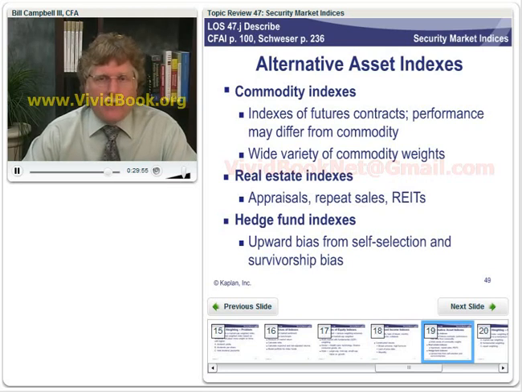And because the futures price doesn't necessarily exactly track the spot price for the commodities, the performance of a commodities index, of a commodities futures index, may differ from the performance of the underlying commodities themselves. And for different kinds of commodity indices, there are a variety of weighting schemes. How do you decide how much wheat, how much gold, how much oil, how much soybeans to put in there?